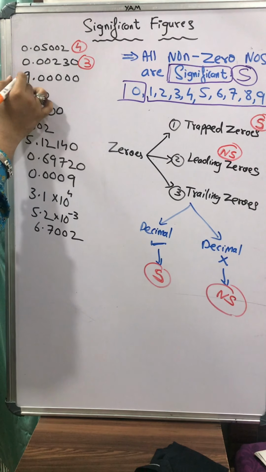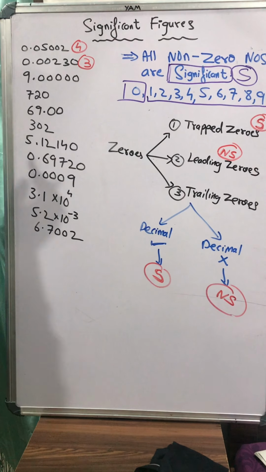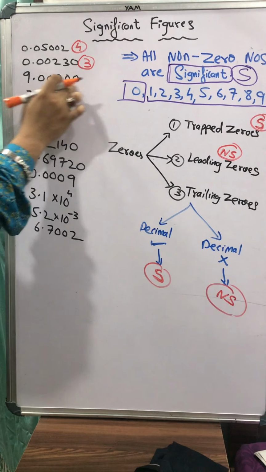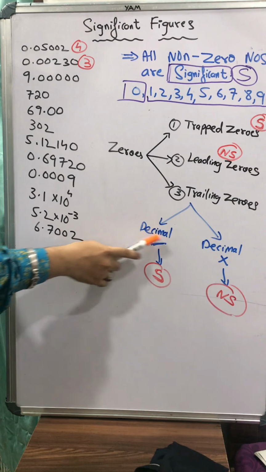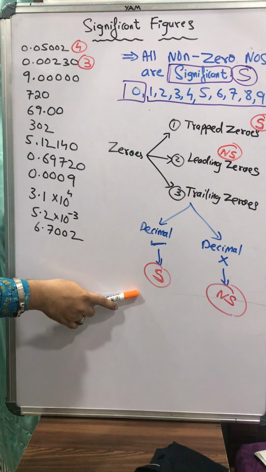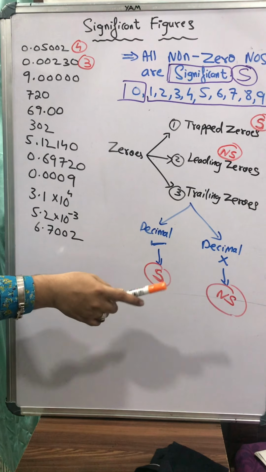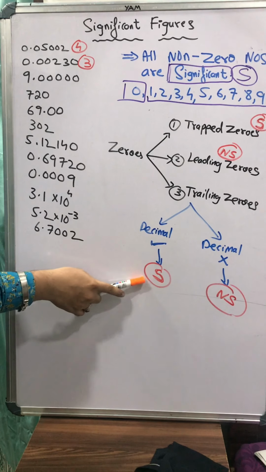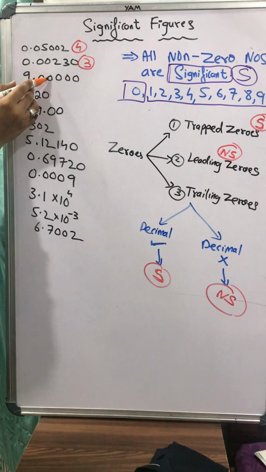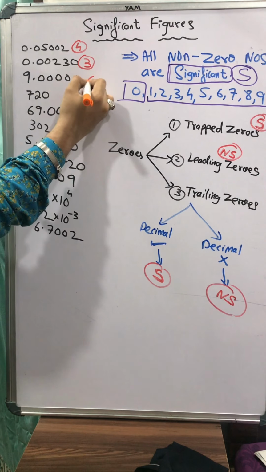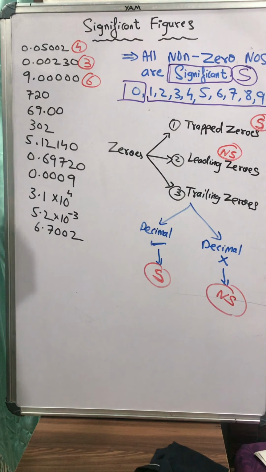Next, I have 9.00000. Now, students, see here carefully. Here we have trailing zeros. So for trailing zeros we should always see whether we have a decimal point or we don't have. Here we have a decimal point. So now all the trailing zeros will be counted as significant figures. So including 9, 1, 2, 3, 4, 5, 6. So here we have 6 significant figures.